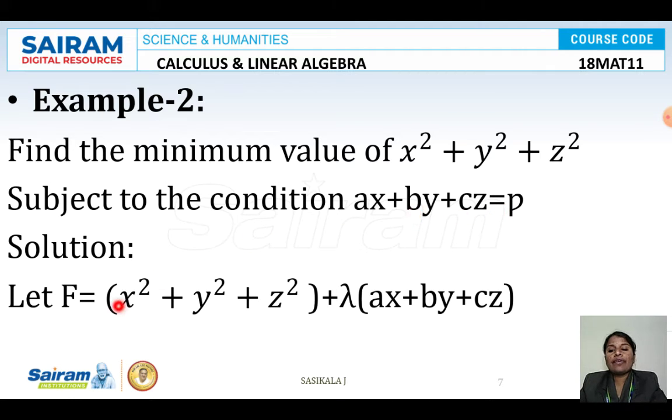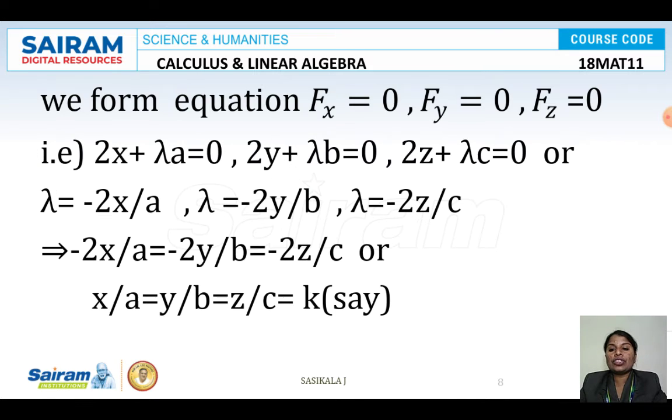Now what is their f function? It is x squared plus y squared plus z squared plus lambda times (ax plus by plus cz minus p) equal to 0, right? If you want to write it as minus p, anyway it's a constant, it will go. So if you want, mark it as equation number 1, find out fx, fy, fz and equate them to 0.